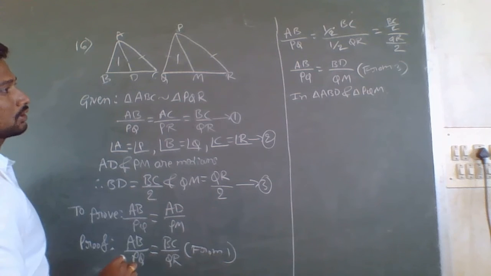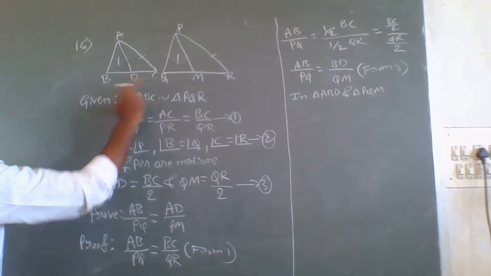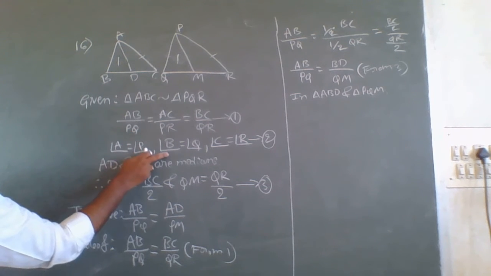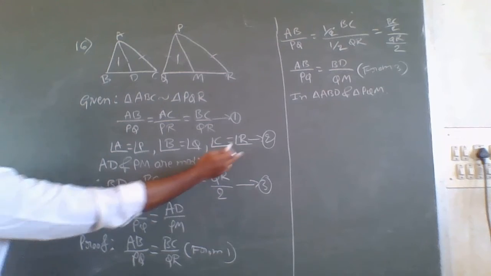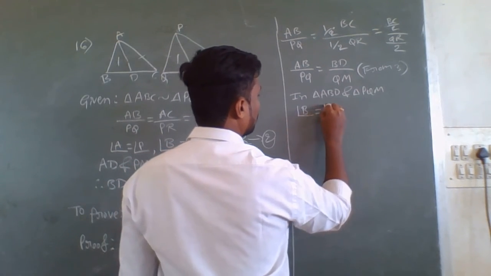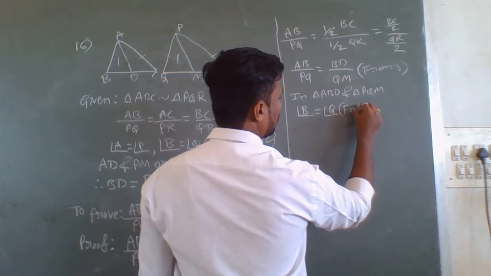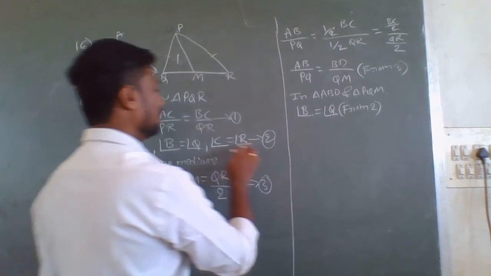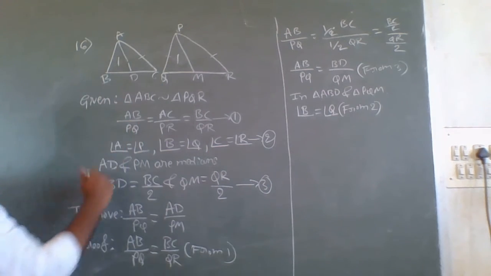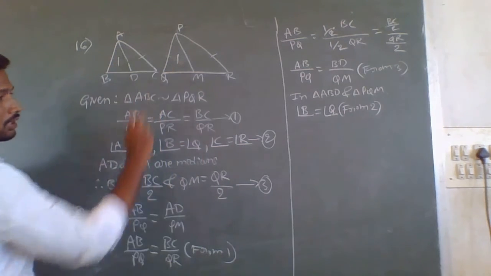Here what we know, angle B is equal to angle Q. Why? Here corresponding angles are equal in similar triangles. From 2, angle B is equal to angle Q. Here we have written, why? We know that they are given, these two are similar triangles, therefore corresponding angles are equal, therefore angle B is equal to angle Q.